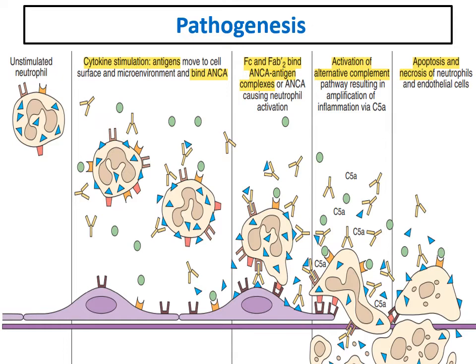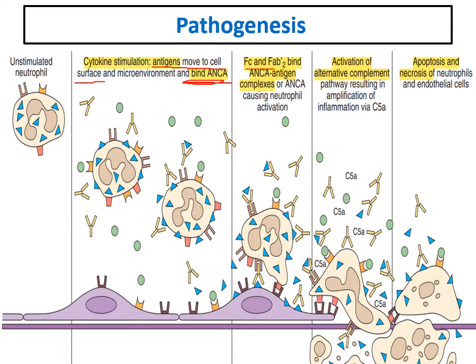Regarding the pathogenesis, it usually starts by priming of neutrophils by cytokines, usually after a viral infection, causing these neutrophils to move the ANCA antigens to the cell surface. So ANCA antigens will move to the cell surface, and then ANCA antibodies will bind to these antigens.